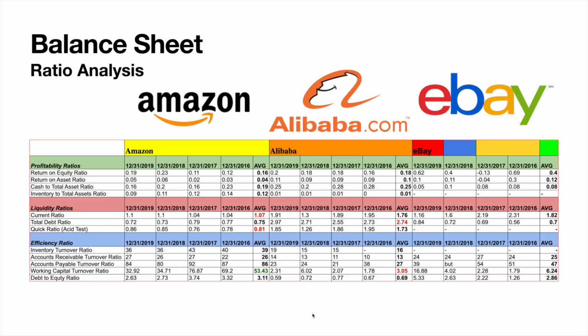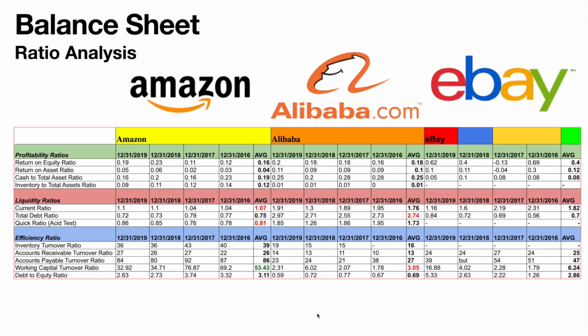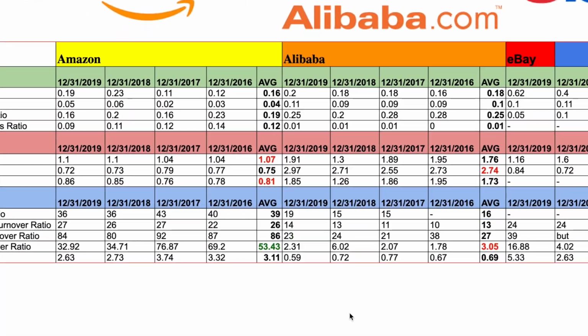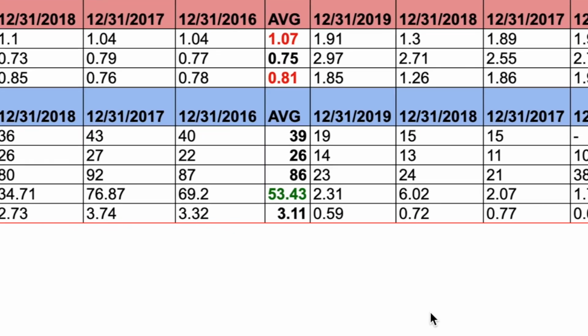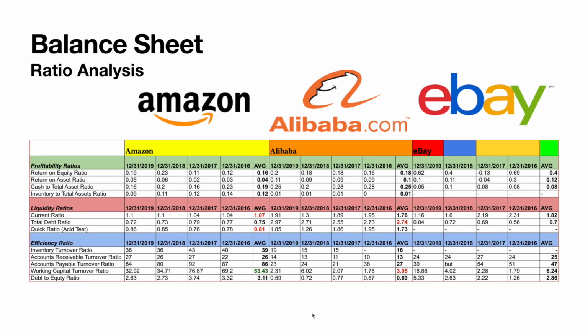Efficiency ratio. Inventory turnover for Amazon takes about 39 days. However, Alibaba takes much less, and since eBay did not report inventory, this ratio cannot be calculated. Accounts receivable turnover ratio for all 3 companies shows earlier than their accounts payable ratios. Working capital turnover ratio clearly shows that Amazon is much better at utilizing its working capital to generate more profits than Alibaba and eBay.